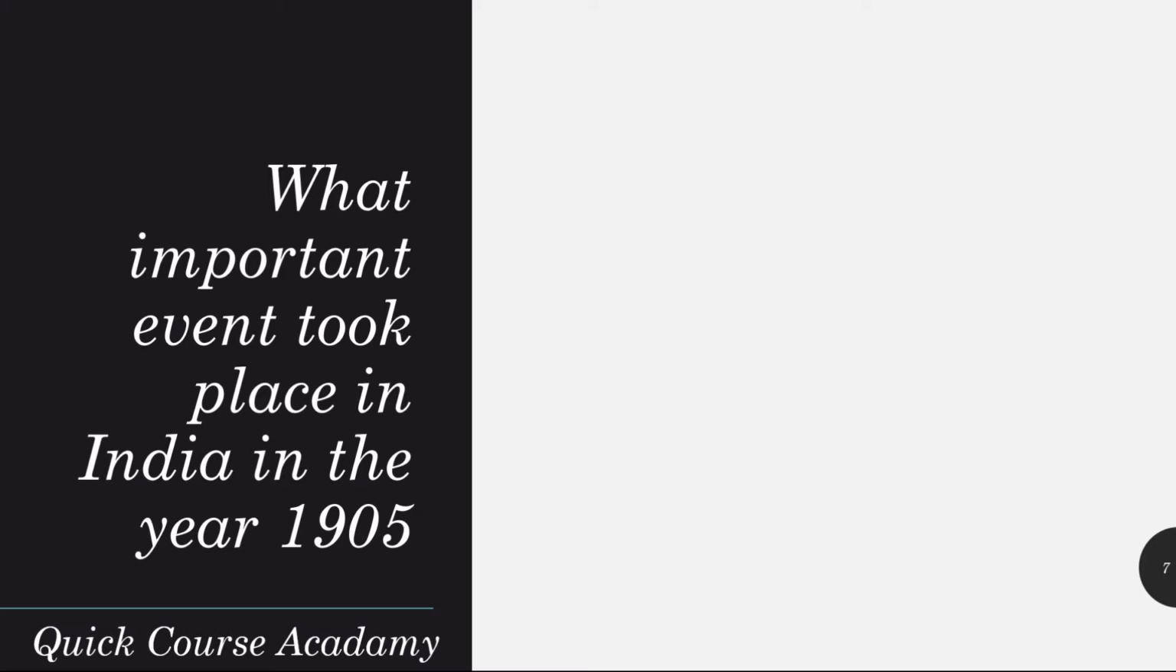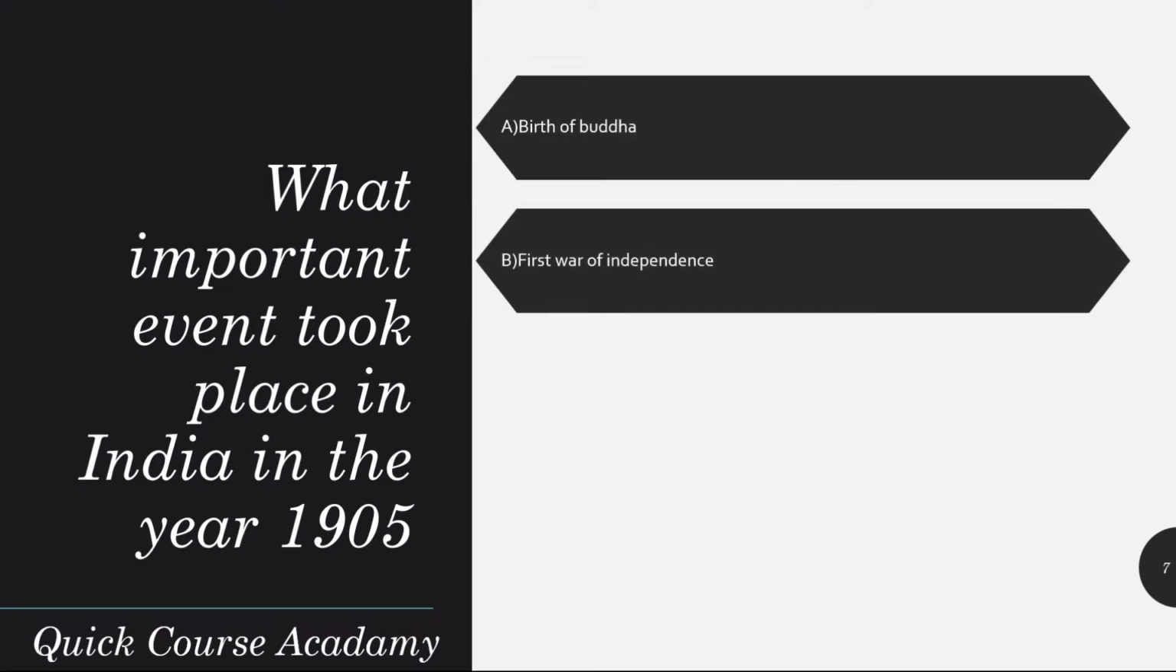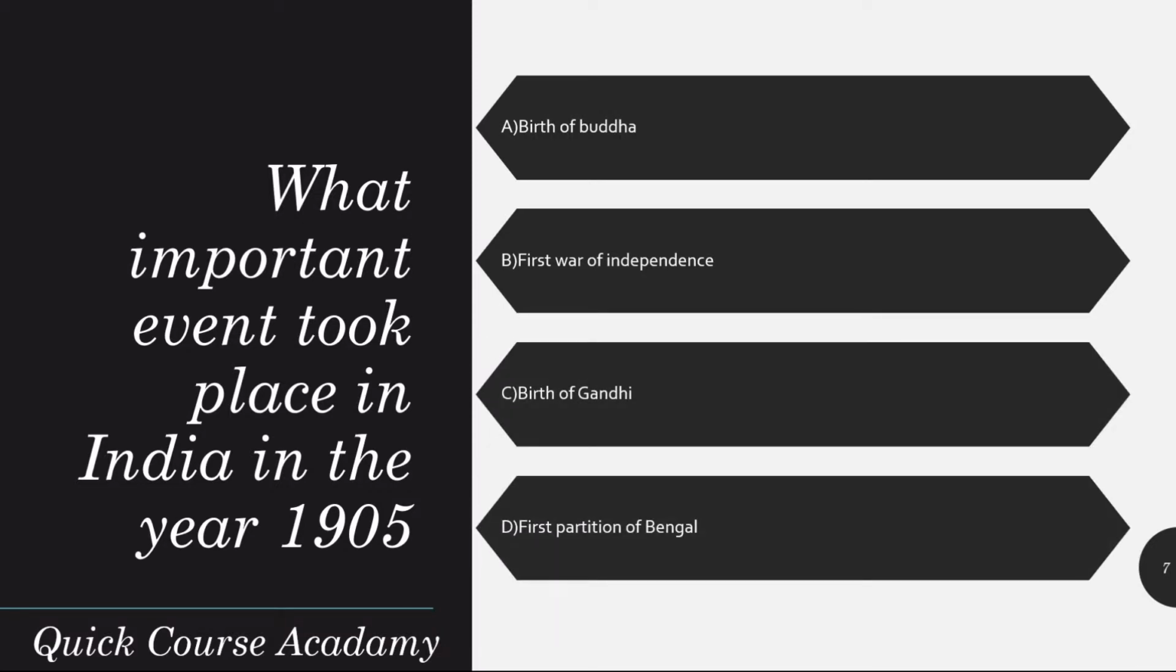What important event took place in India in the year 1905? Birth of Buddha, First War of Independence, Birth of Gandhi or First Partition of Bengal? And the correct answer is First Partition of Bengal.